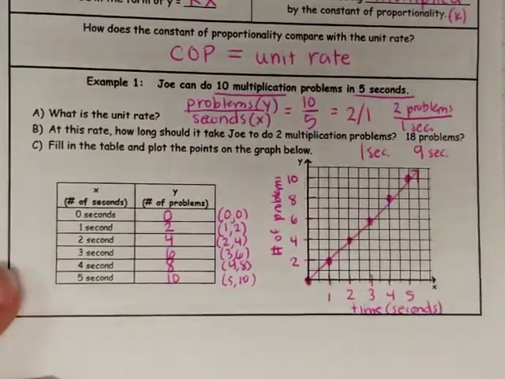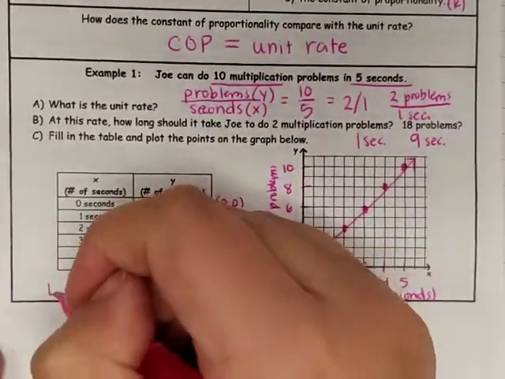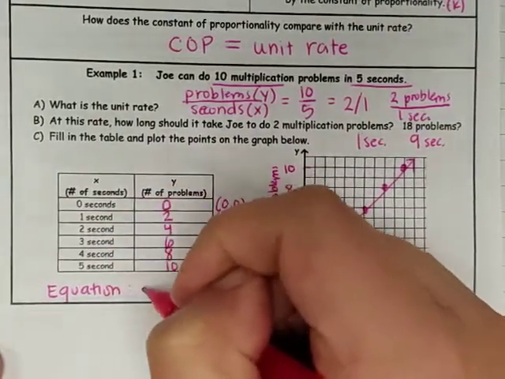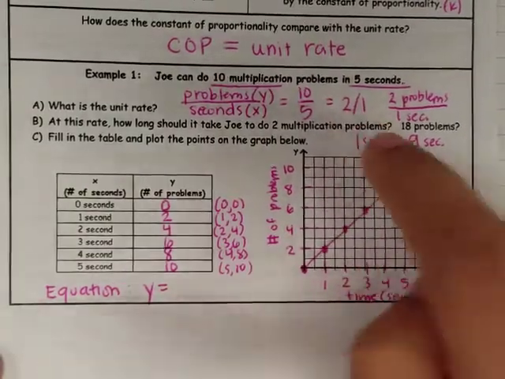So then the last step, and it wasn't in here, is we're going to write the equation. So we have our table. We have our graph, and now we have our equation. y is equal to, our constant of proportionality is 2. That's our COP.